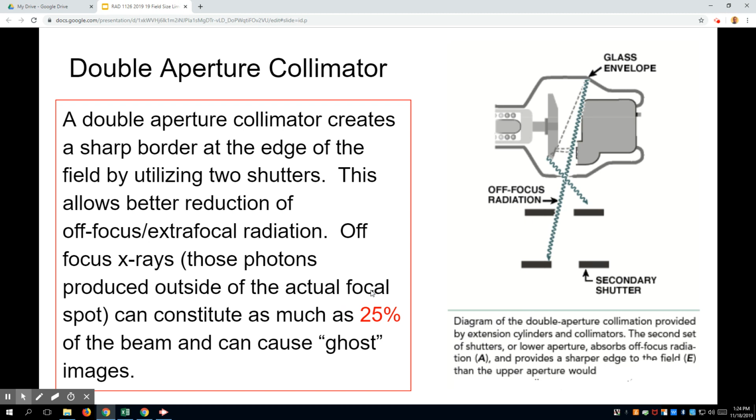Right, so the off-focus radiation are photons that are produced a little bit to the side or adjacent to the actual focal spot. So they're still going to create another set of radiation, but now picture it like you have your triangle of divergent beam. Now imagine that you had tracing paper and you traced that triangle, but you were off just a little bit, and then you have that secondary line. So that's where you can create a secondary ghost image.